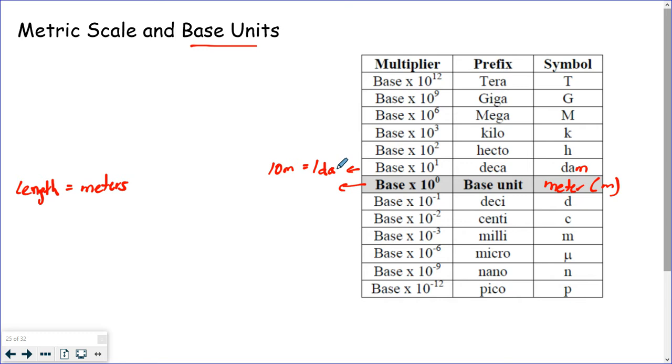If I keep going up, base unit times 10 to the second power, that's 100. So a hecto means 100, a hectometer in HM would be 100 meters. And you can see how this works as I go up the scale. This allows me to do conversions between these two because now I have an equivalency statement that I can turn into a conversion factor if I want. I can write 100 meters over 1 hectometer, or I could say 1 hectometer for every 100 meters, and now I can convert between hectometers and meters.